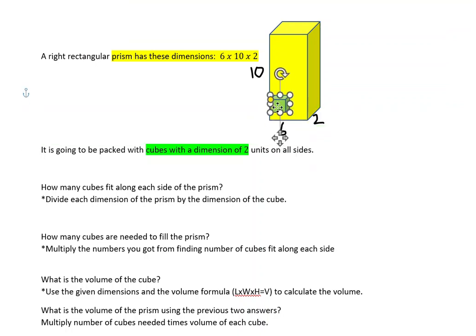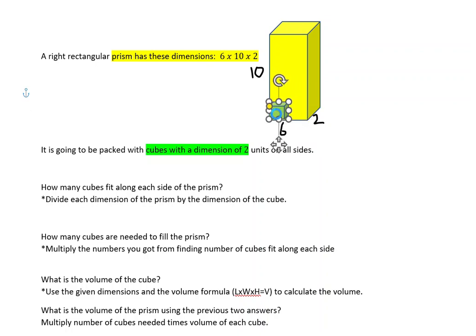So if I take my cube, how many can I put along the length of 6? How many cubes? Each cube is 2 units, so there's 2 units, there's another 2 units, there's another 2 units, and we know that the length is 6. How many of these 2 unit dimension cubes can we fit along the length?